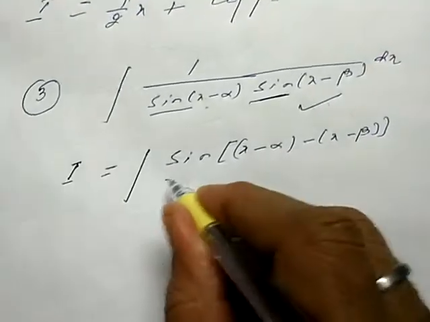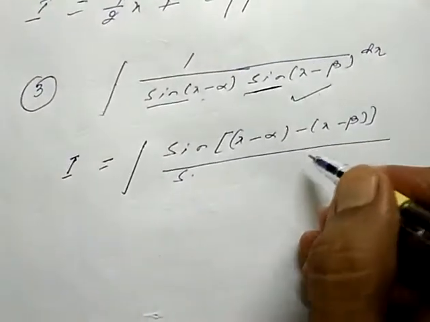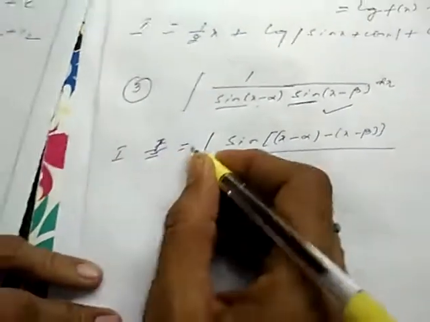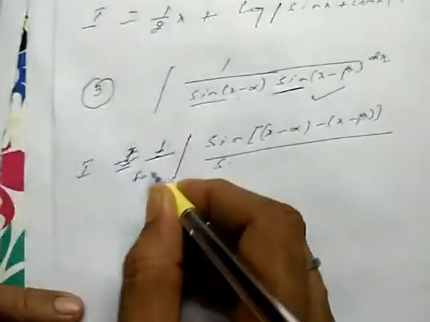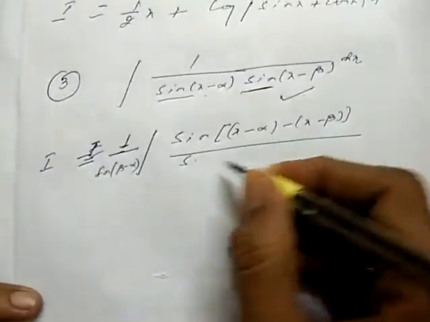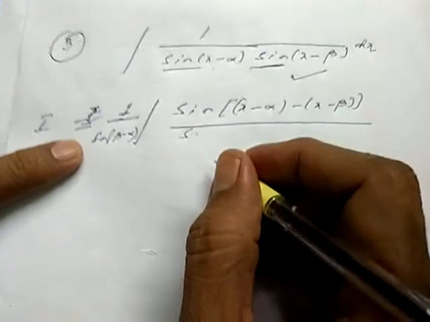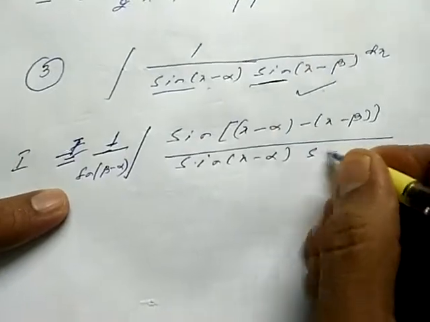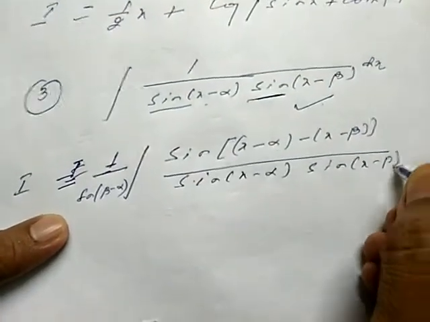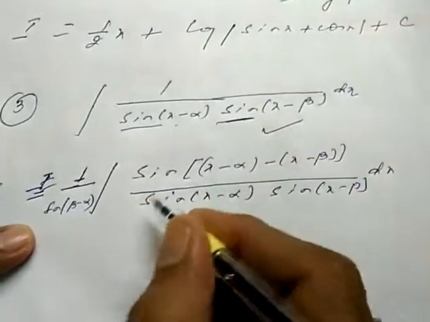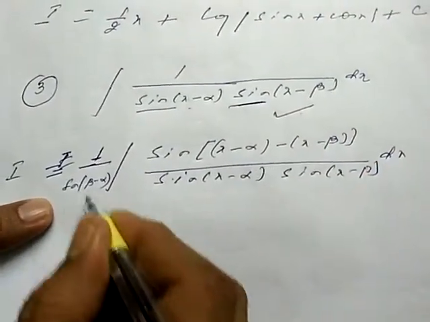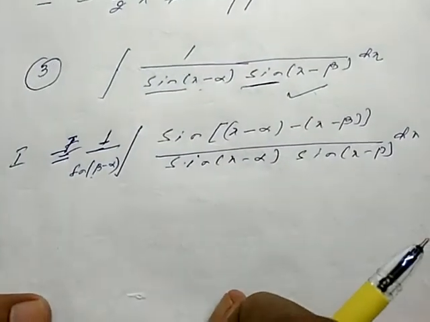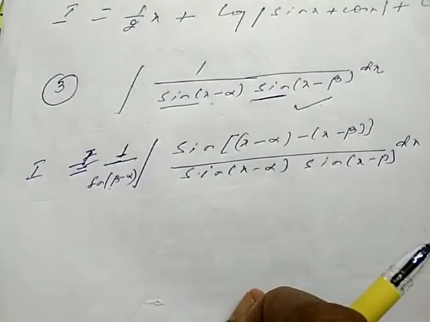The resultant will be the same, because x will go out, and the only remaining thing will be sin(beta minus alpha). So I write 1 upon sin(beta minus alpha) by 1 upon sin(beta minus alpha), and the denominator is sin(x minus alpha) sin(x minus beta). We have put in sin(beta minus alpha) and with the same term we are balancing, so there will be no effect. But why are we doing so? Because our motive is the same, we want to moderate it into a standard form.